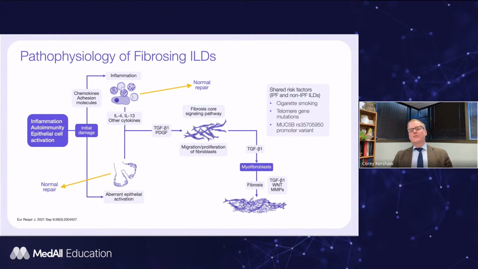Some of the risk factors for patients to heal aberrantly: cigarette smoking, as I mentioned before. We know that some patients have mutations in the telomere genes that predispose them to early fibrosis and progressive fibrosis. And there is at least one promoter variant in the MUC5B gene that we can see here that also predisposes patients to having more fibrosis than someone without that mutation.